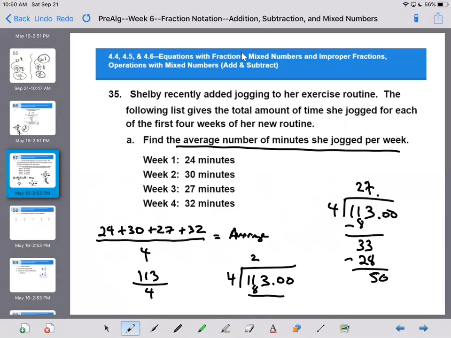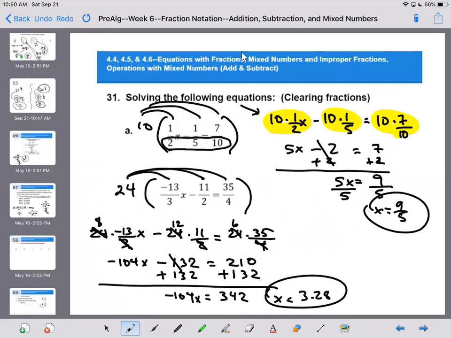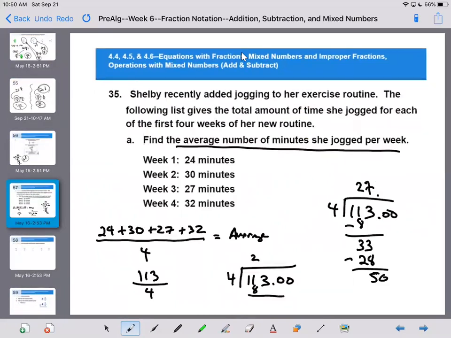I jump pages here. Okay. And so we said 28, and then so that would be... I need to erase that part. So come back here.